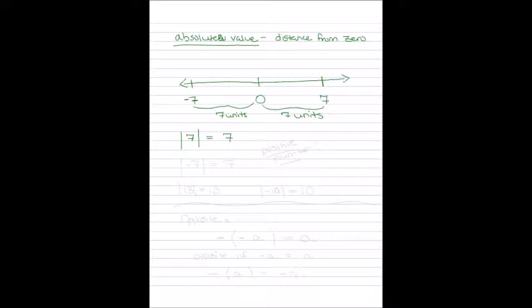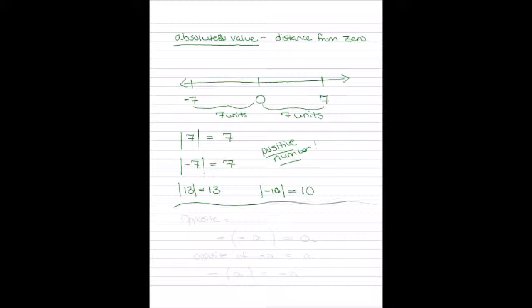Remember the definition, distance from 0. So let's say I had the absolute value of -7. How many units is -7 away from 0? 7. So it's always going to be a positive number. Always going to be a positive number when you're talking about absolute value. So the absolute value of 13 is 13. The absolute value of negative 10 is 10. It's always going to be the positive form. Don't think the opposite. Just think it's always the positive number.